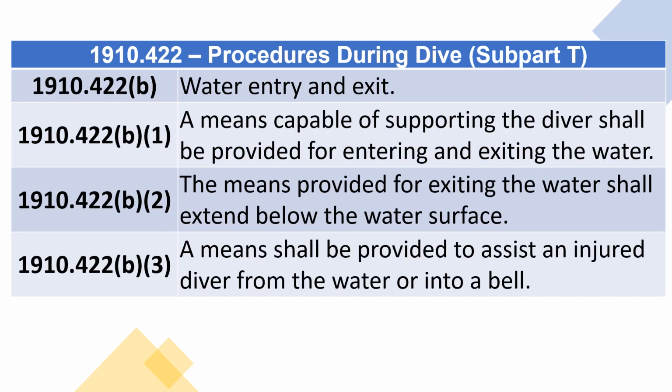1910.422 B. Water entry and exit. B.1 A means capable of supporting the diver shall be provided for entering and exiting the water. B.2 The means provided for exiting the water shall extend below the water surface. B.3 A means shall be provided to assist an injured diver from the water or into a bell.